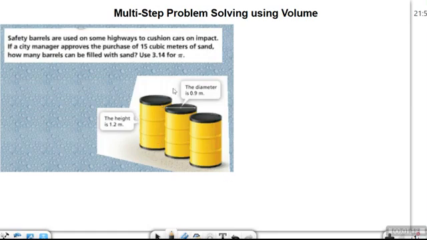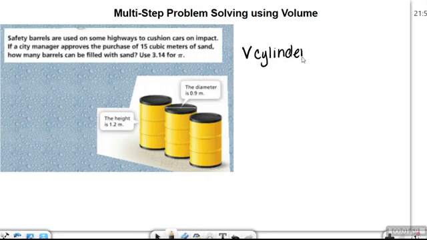All right, so then we have a picture here, like I said, of the barrels. And this first caption on the left tells us the height is 1.2 meters. And the caption on the right says the diameter is 0.9 meters. So we know the height and we know the diameter. All right, so if we know that he has 15 cubic meters of sand and we've got to figure out how many of these barrels he can fill up, we first needed to figure out how much each one of the barrels can hold. So that, of course, is finding the volume of the barrels. So the shape of the barrels is a cylinder. So that means we're going to be finding the volume of a cylinder.